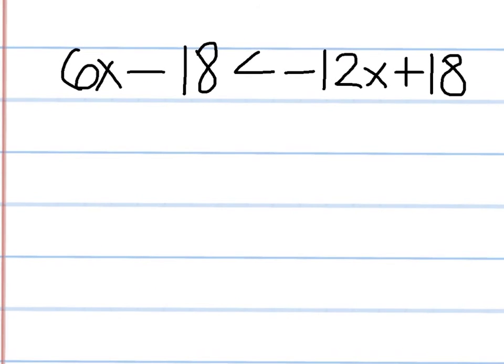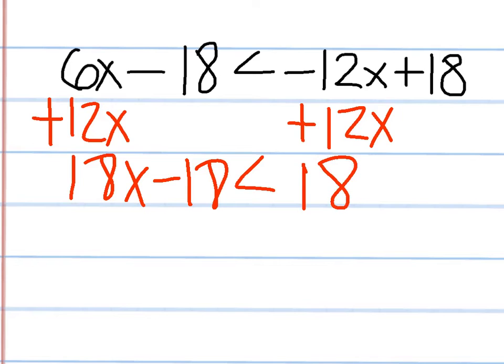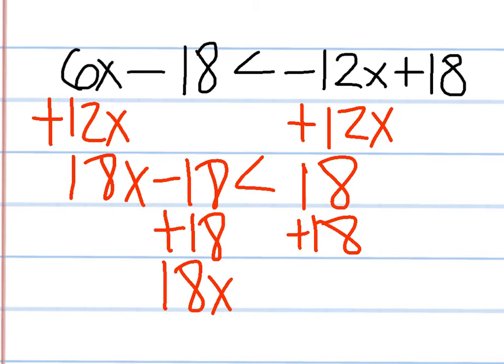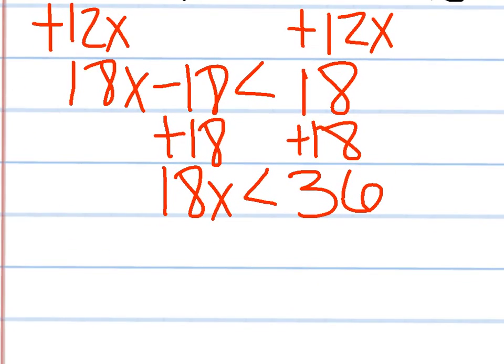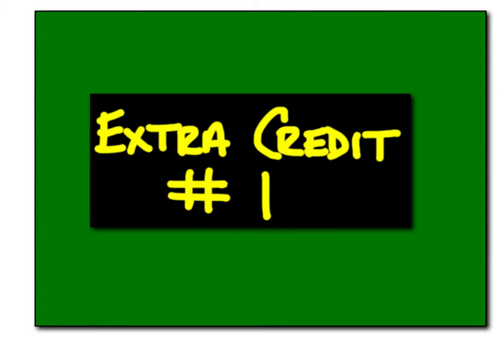Alright, solution for the practice problem. First thing we want to do is get our x's on one side, so we're going to add 12x to both sides. When we do that, we should have 18x minus 18 is less than 18. We want our numbers on one side, so we're going to add 18 to both sides, and that'll give us 18x is less than 36. When we divide by 18, that's going to give us x is less than 2.